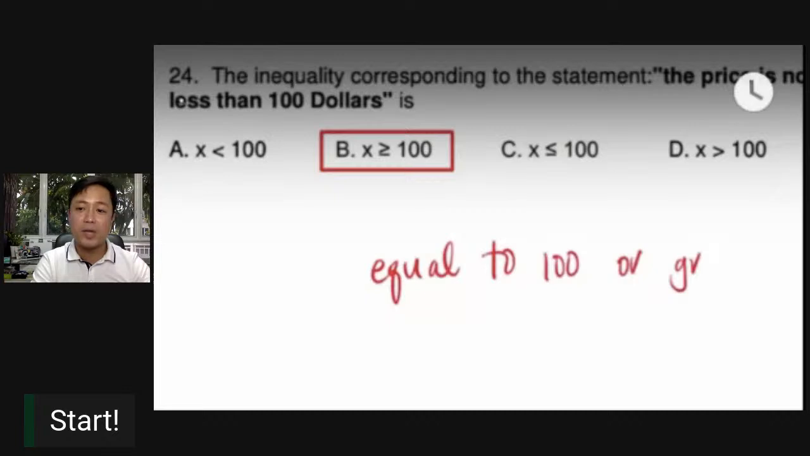If x is greater than or equal to 100. It says no less than 100, so that means it can be 100 or more. So the answer is letter B. Again, that's an easy question, but really tricky. So be careful with the phrase no less than $100. So that's letter B.